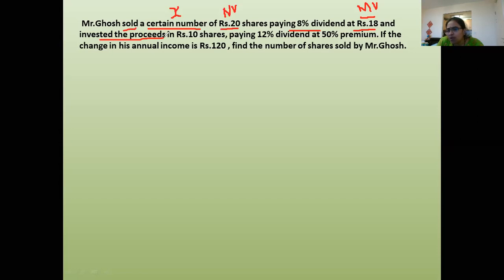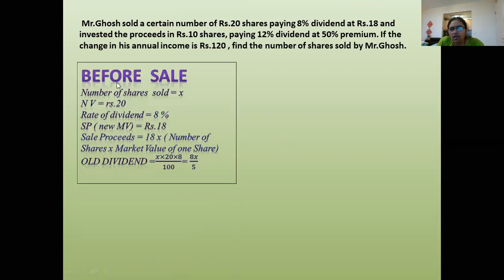So what is the proceeds formula? Number of shares into market value. So you would have understood by now what is the sale proceed in this question. Now, before sale, number of shares, as I told, is x. Nominal value is rupees 20. Rate of dividend is 8%. Selling price, that is the new market value, is 18. So what is the sale proceed? Number of shares into the market value of one share, that is 18x. And the change in his annual income is given here.